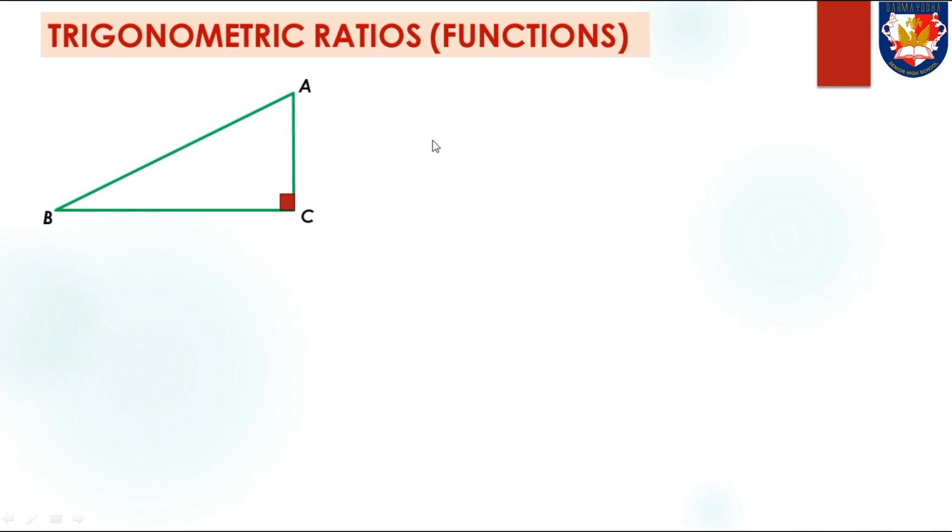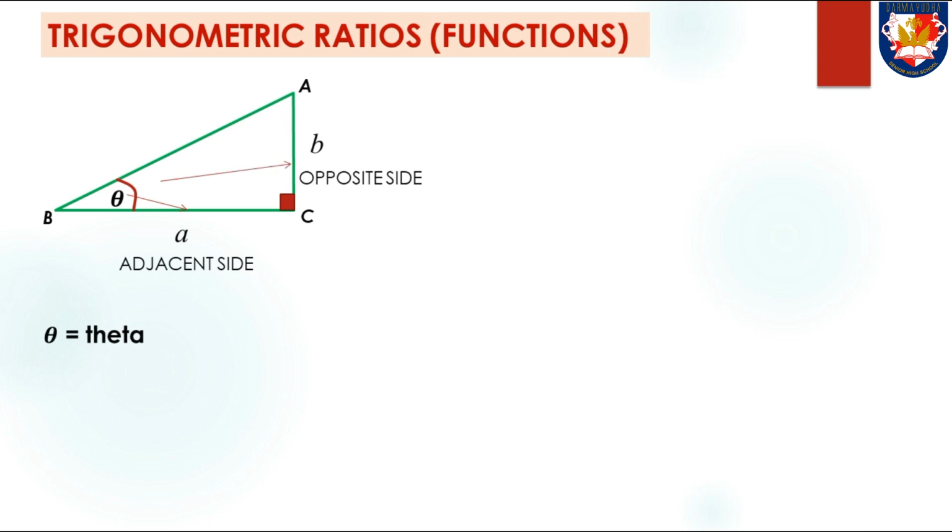Let's start with a simple right angle triangle ABC with the right angle at C. Let's call the angle ABC theta. The adjacent side of the angle theta is side A, the opposite side of the angle theta is side B, and C is the hypotenuse. We have some definitions.